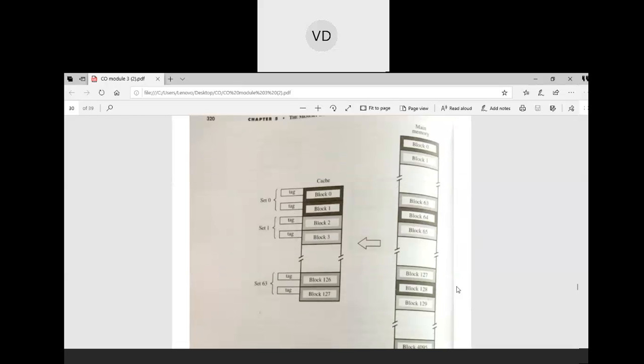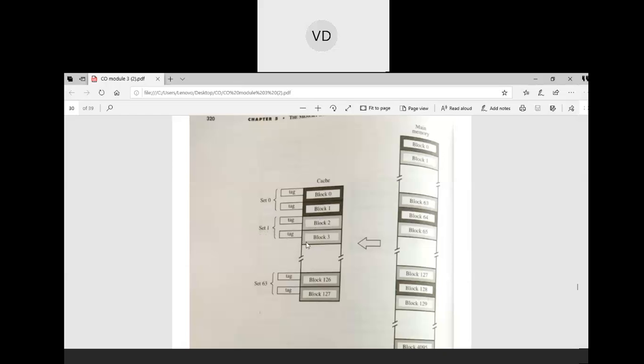What is set associative mapping? Main memory remains the same, but there is a change in the cache memory. In the cache memory, we group different blocks and make one set. Here two blocks are grouped and made one set. So set 0 contains two blocks, set 1 contains two blocks. All the sets contain the same number of blocks.